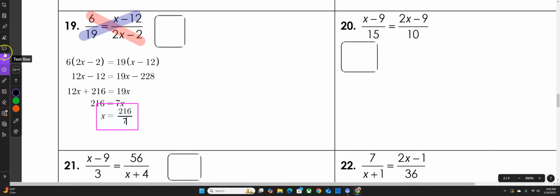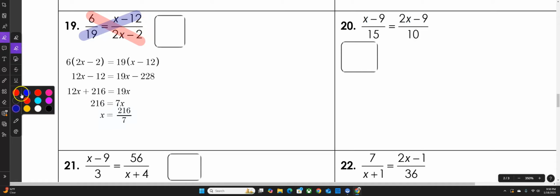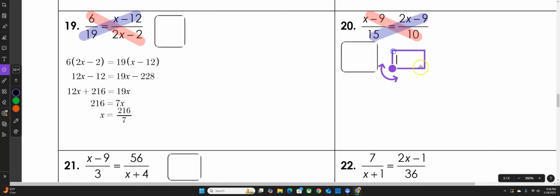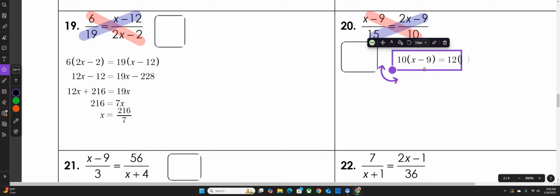Both of our binomials are numerators. Again, that's going to make it still simple. Top times the bottom, so left to right. Bottom times the top. Let's get that blue. So that's going to give me 10 times x minus 9 is equal to 15 times 2x minus 9.